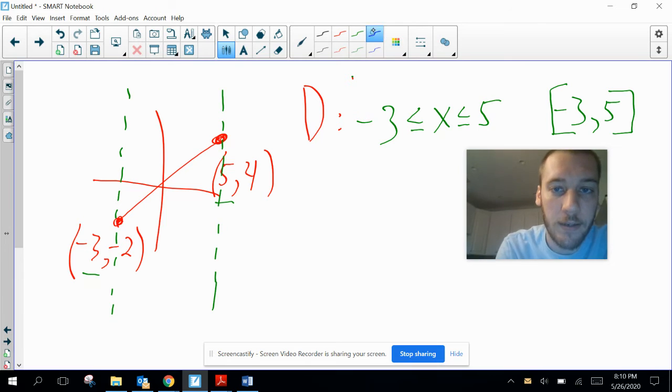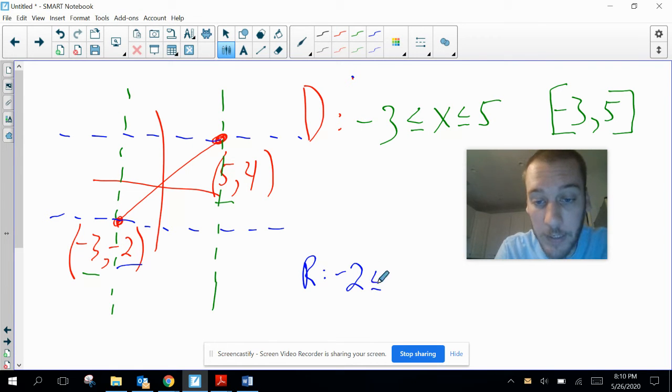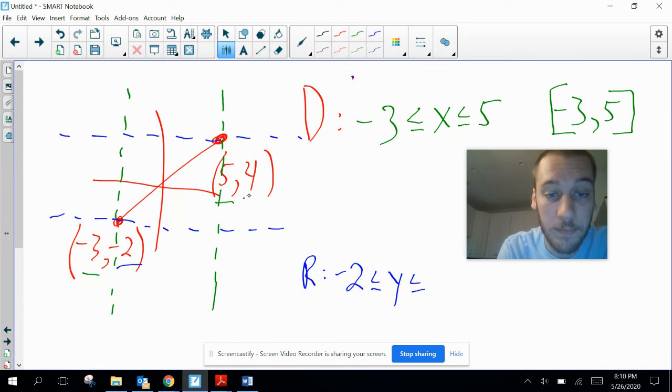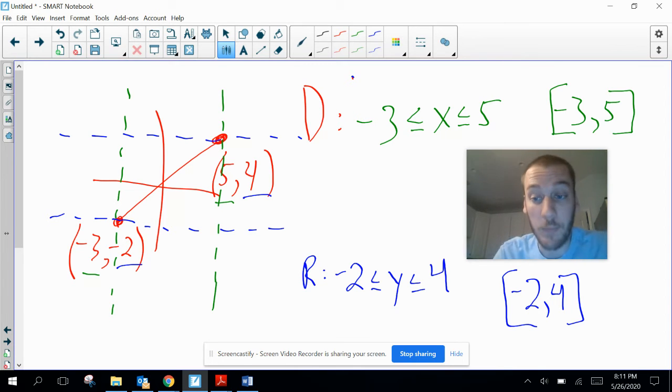And if we check out the range, right, range is saying what's the lowest I can go and what's the highest I can go. The lowest I can go is -2, so my range is going from -2. I can touch it, so it gets the "or equal to," and then the highest is up here at 4. That's my highest y value. In interval notation, it's just -2 to 4, brackets on both sides because you can touch it. So seems easy enough.